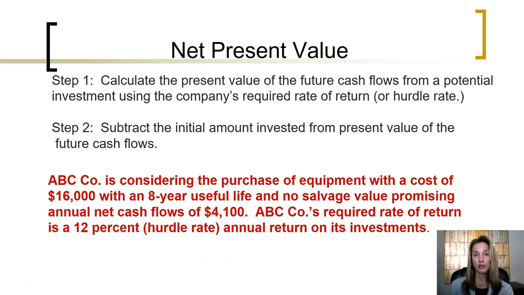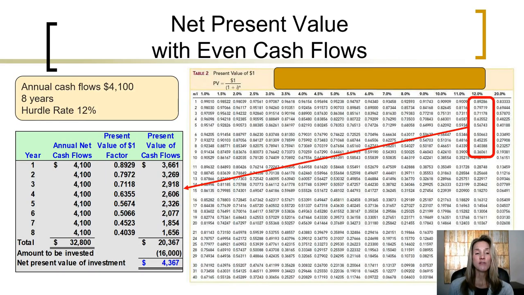ABC is considering the purchase of equipment that has an initial cost of $16,000, an 8-year useful life with no salvage value. This investment promises an annual cash flow of $4,100 per year over the life of that asset. ABC's required rate of return is 12% annual return on any investments that it takes on. So the first step is to present value all of those future cash flows. Recall that the future cash flows are $4,100 per year over 8 years.